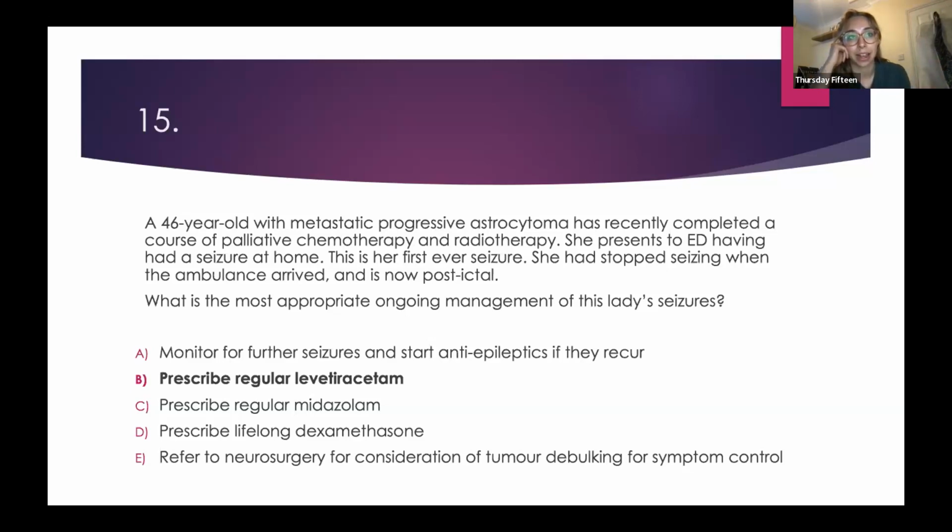So we wouldn't give lifelong dexamethasone. You just give it as a course. And then E, refer to neurosurgery for consideration of tumour debulking. So this lady's just had palliative chemo and radiotherapy. Referring for debulking surgery is likely a consideration that's been had earlier in her disease course. So if she was going to be able to have surgery, she's probably already had it prior to this.